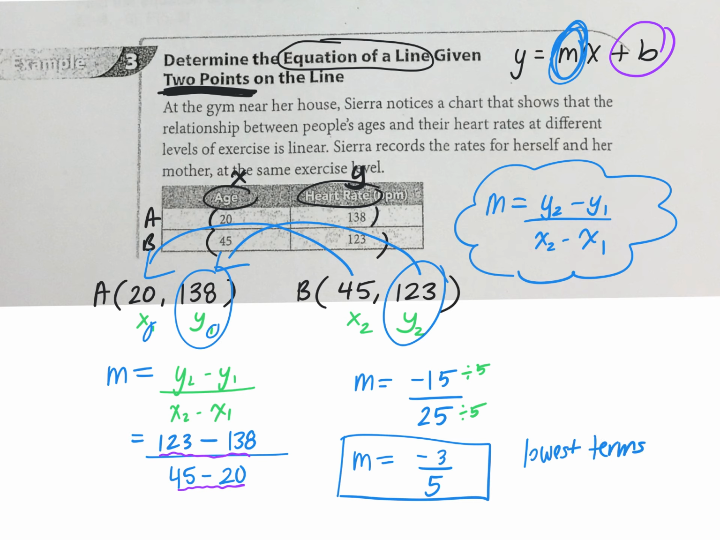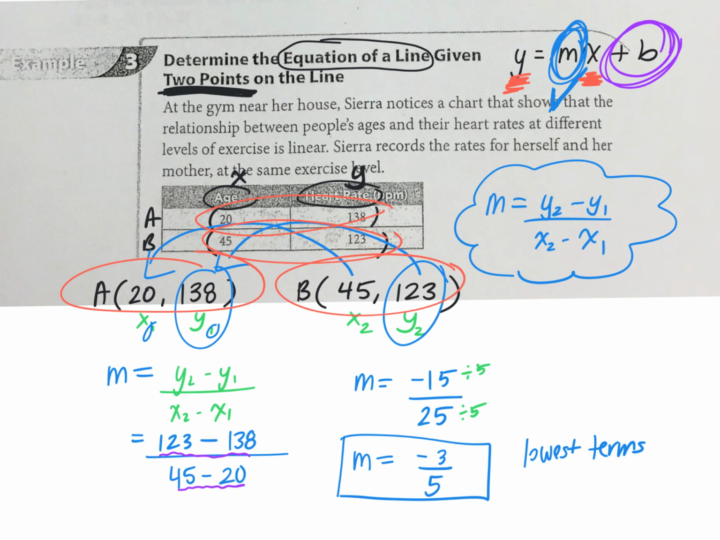Okay, but now what? We've only gotten one part of the equation. I need to find b. We don't know where the y-intercept is. We just figured out m. Do you have a coordinate? Do you have an x and a y, a point that would be on this line? Yes, we have 2. We had this point and we had this point that were given.